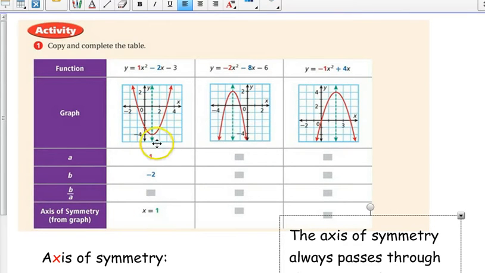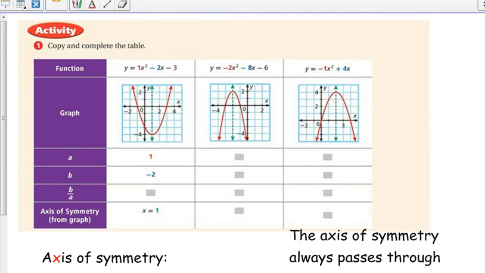So here are some parabolas. You're asked to do a couple of things, and the first time I looked at this, it was a little bit unclear to me what I was being asked to do. I had to kind of think about it for a few moments, and so I just wanted to model for you how to complete what they're asking you for here.